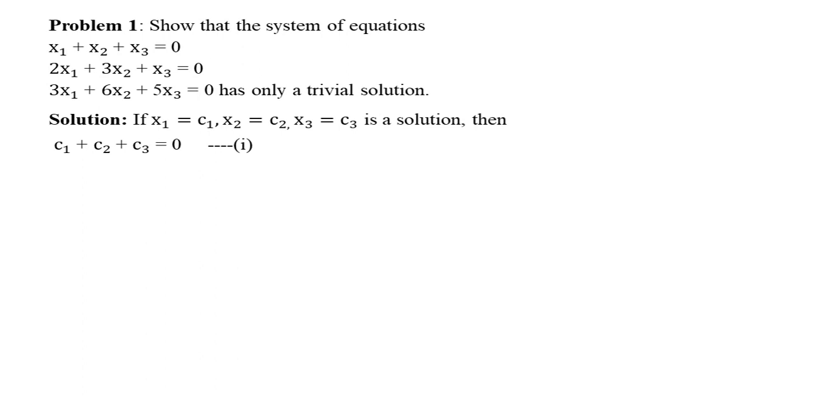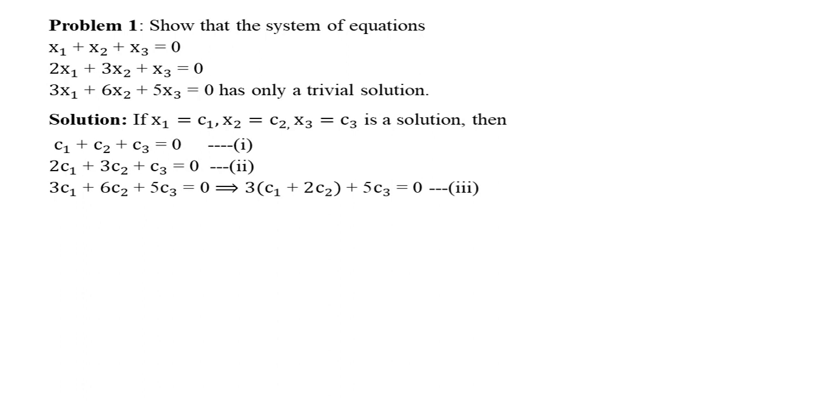c1 plus c2 plus c3 equal to 0. That is equation number 1, obtained from x1 plus x2 plus x3 equal to 0. 2c1 plus 3c2 plus c3 equal to 0, that is equation number 2, obtained from 2x1 plus 3x2 plus x3 equal to 0. Third equation: 3c1 plus 6c2 plus 5c3 equal to 0, obtained from the third equation of the system, 3x1 plus 6x2 plus 5x3 equal to 0. That can be written as 3 times (c1 plus 2c2) plus 5c3 equal to 0, by taking 3 outside. We name it equation 3.